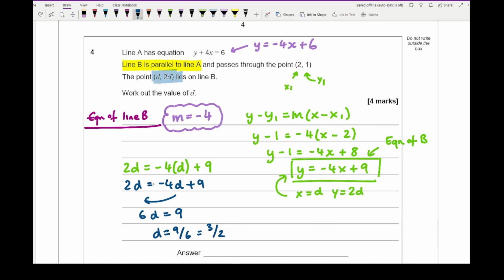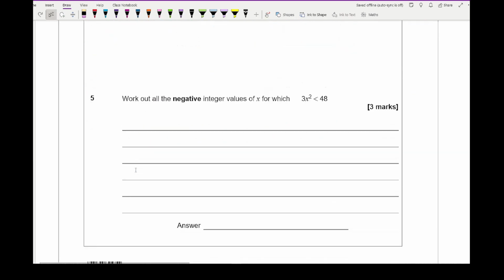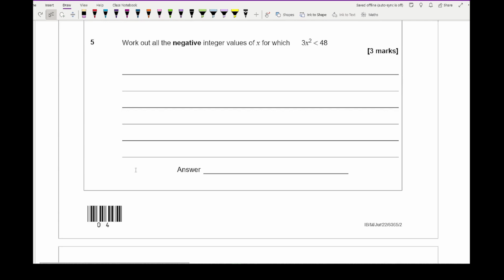So my D value equals 3 over 2, or I could write it as a decimal as 1.5, whichever floats your boat. Then moving on to question 5, it says work out all the negative integer values of x for which 3x squared is less than 48.